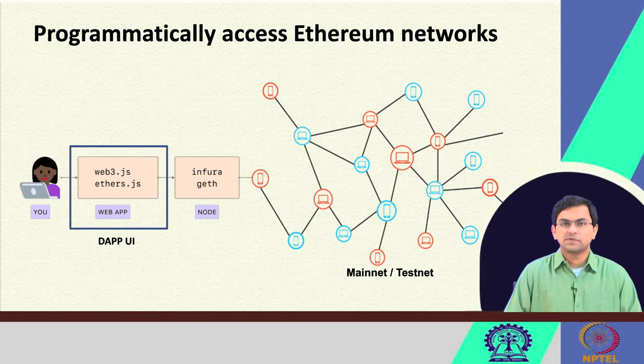But for an application you need one interface which the users can use. So, this dApp UI sits between the Ethereum node and the user. The Ethereum node is basically the Go Ethereum client, or there are other examples also like Infura, etc.